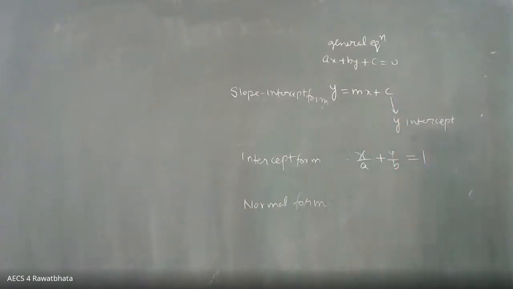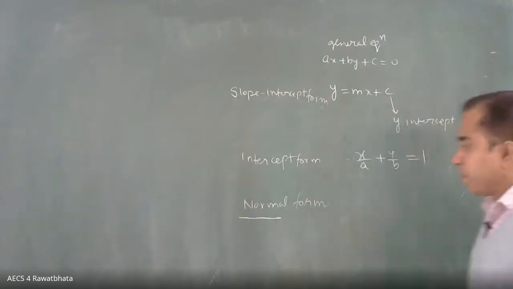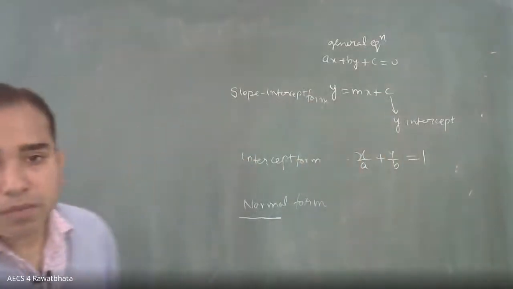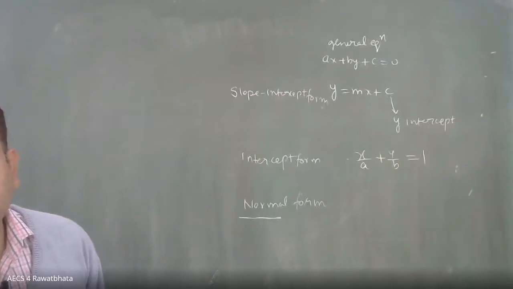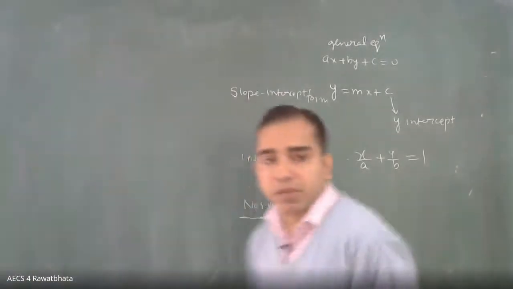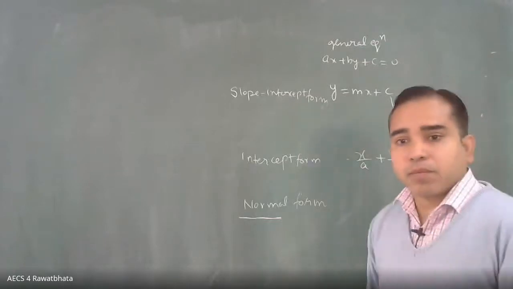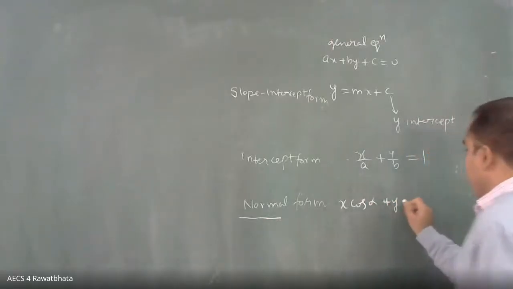Bhavya Verma or Ayushi Verma, any one of these two, tell me what is the normal form of the equation of a line? Y equal to mx plus c. No, normal form. Anyone from B section, Uma or Yasmin, what is the normal form of a line? Sir, x cos alpha plus y sin alpha equal to p. Exactly, x cos alpha plus y sin alpha equal to p.